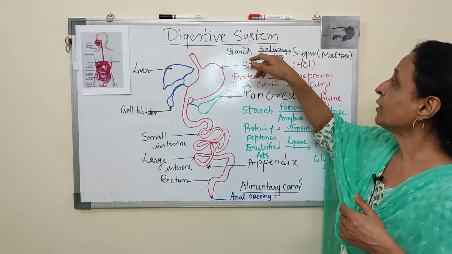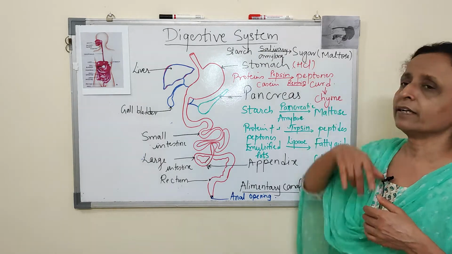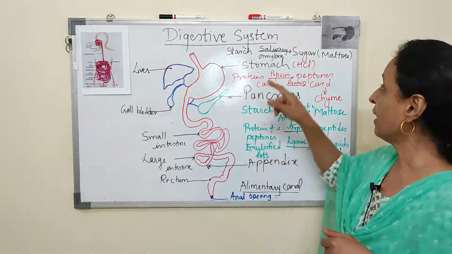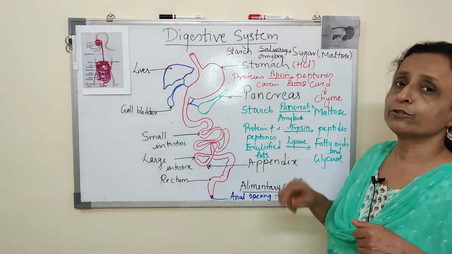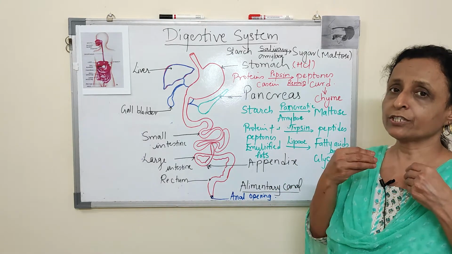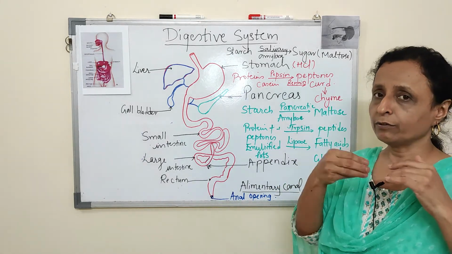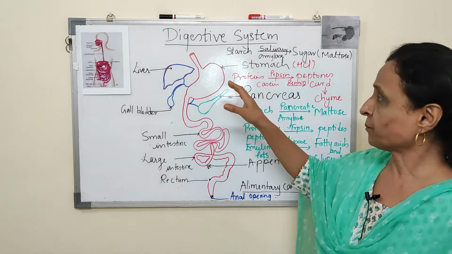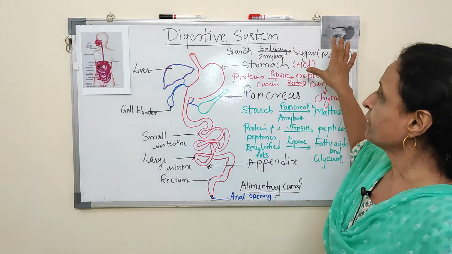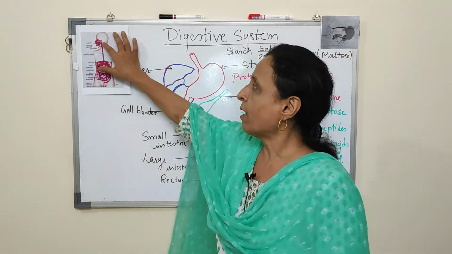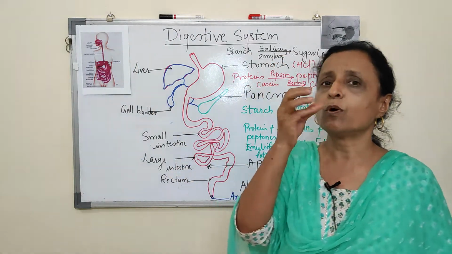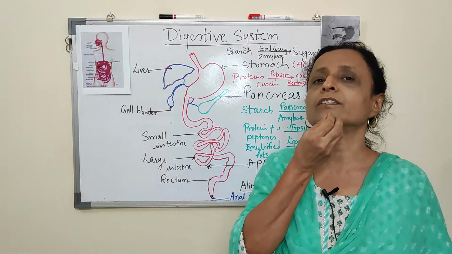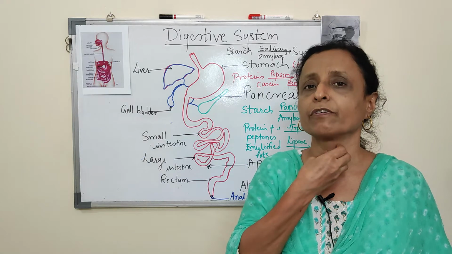So for starch, which enzyme is reacting? Amylase, which is present in the salivary gland, converts it into sugar, maltose, which will be digested further in the digestive system. So this is the digestion which takes place in the mouth. From the mouth it forms a bolus, a round structure which passes into the esophagus.